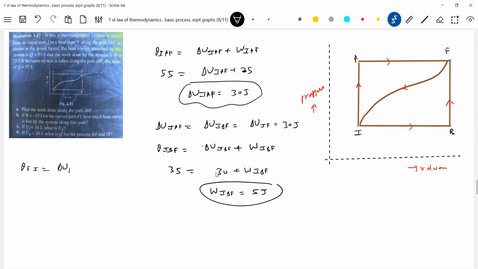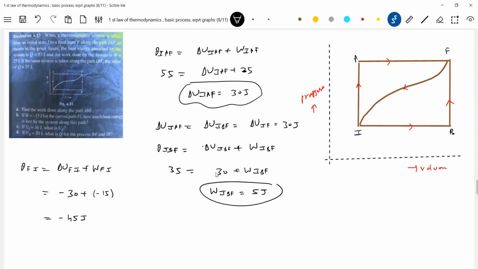Q_FI should be equal to delta U_FI plus W_FI. U_IF is 30 joules, so U_FI should be minus 30. Then work done is minus 15. So how much is it? 45 joules.